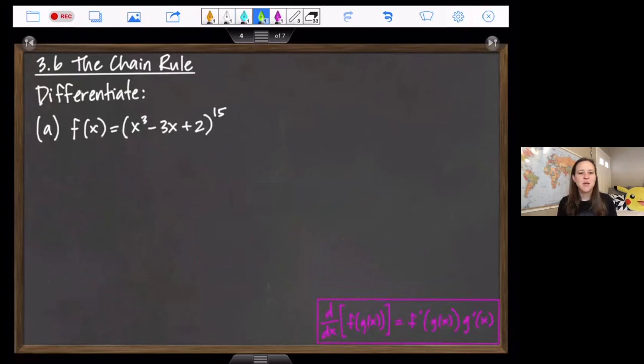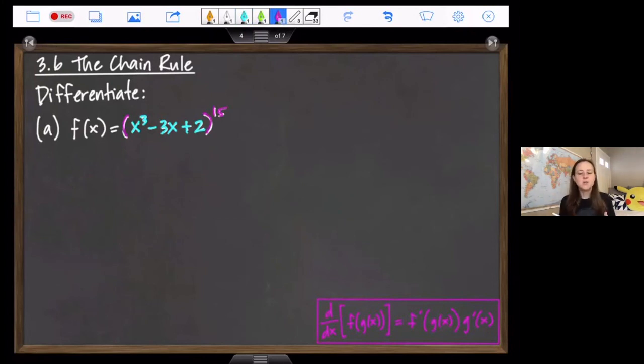x cubed minus 3x plus 2 raised to the 15th power. Again, it's all about identifying the inside function and the outside function. So my inside function is going to be this x cubed minus 3x plus 2. My outside function is going to be raising stuff to the 15th power. So parentheses to the 15th.